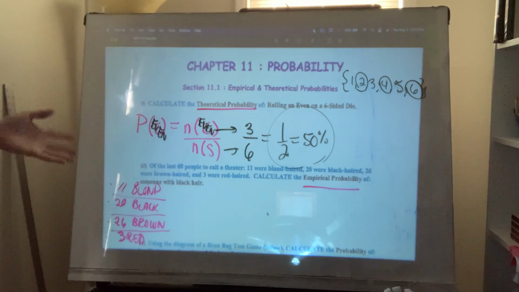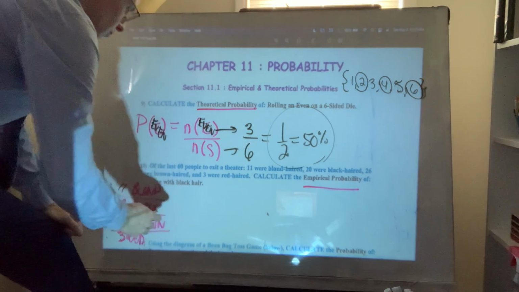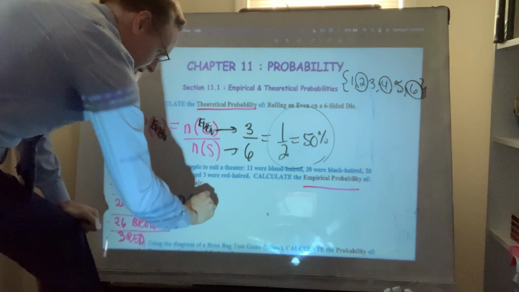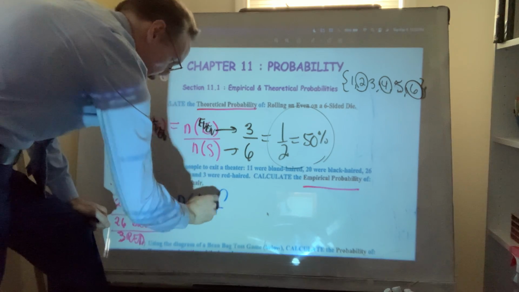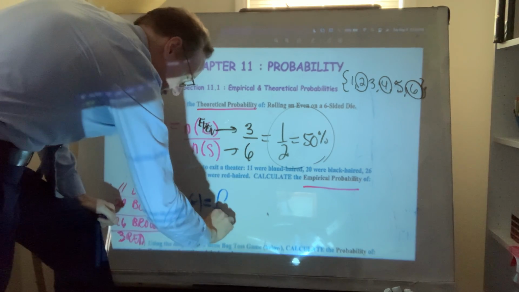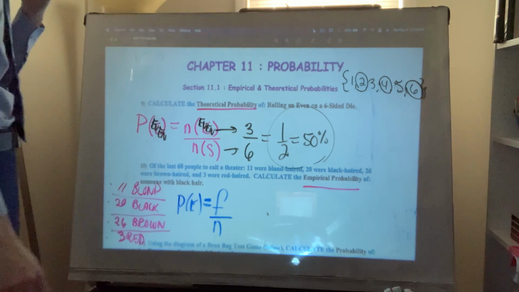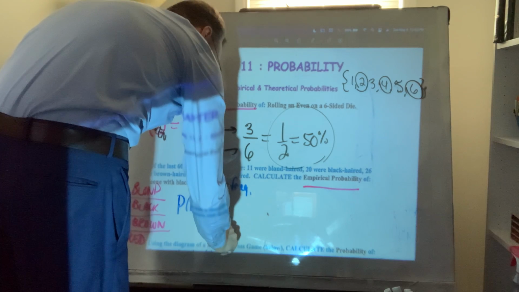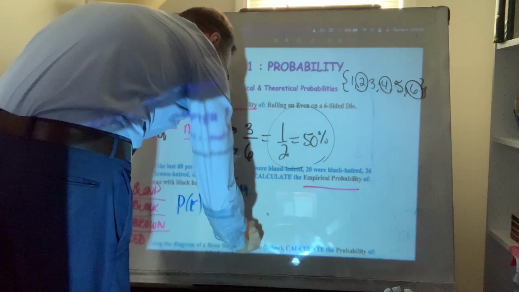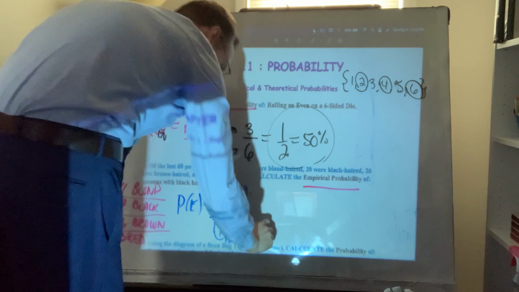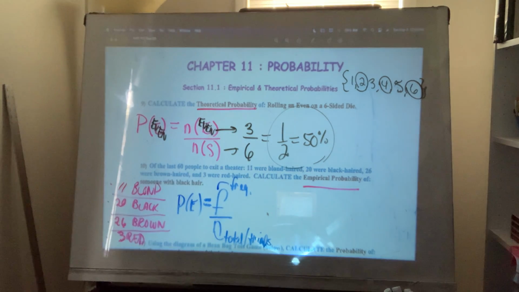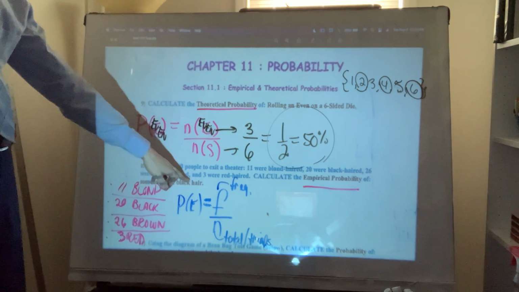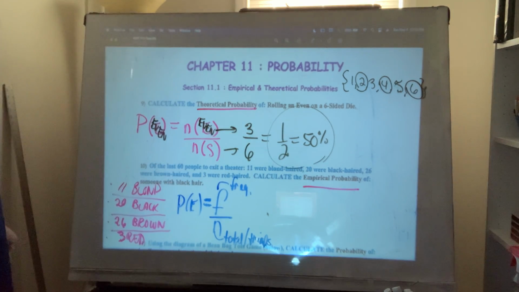Okay. This is an empirical probability. The formula for empirical probability is: the probability of some event is equal to the frequency actually observed over the number of trials. So frequency over total, or you might say trials if it's an experiment. Okay, so calculate the empirical probability of someone with black hair based upon these statistics.